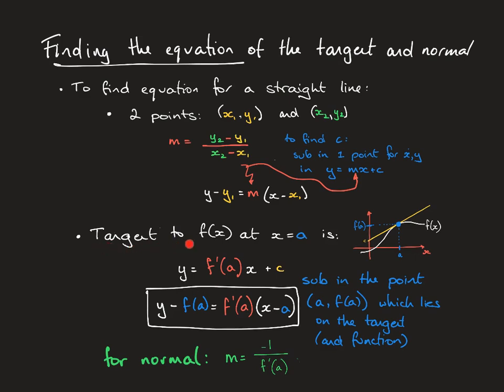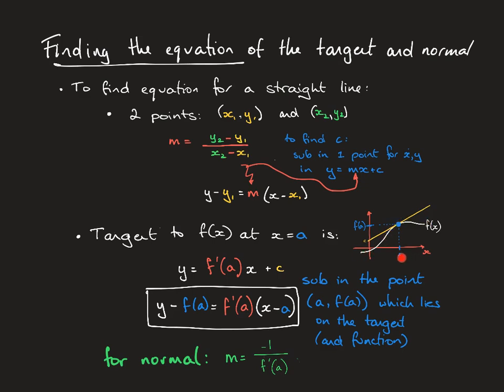So to find the equation of the tangent at x is equal to a, we need to know a couple of things. We need to know the gradient of the line, which will be f dashed at a, and then we've got to find some value for the y-intercept of that tangent, c.